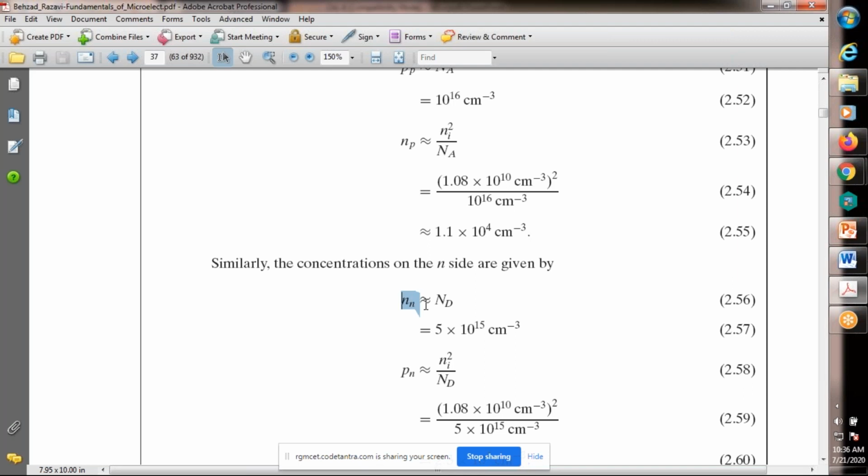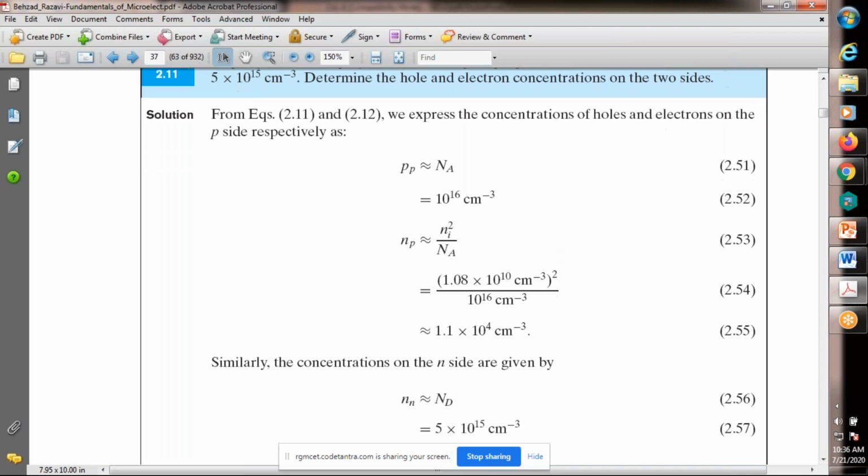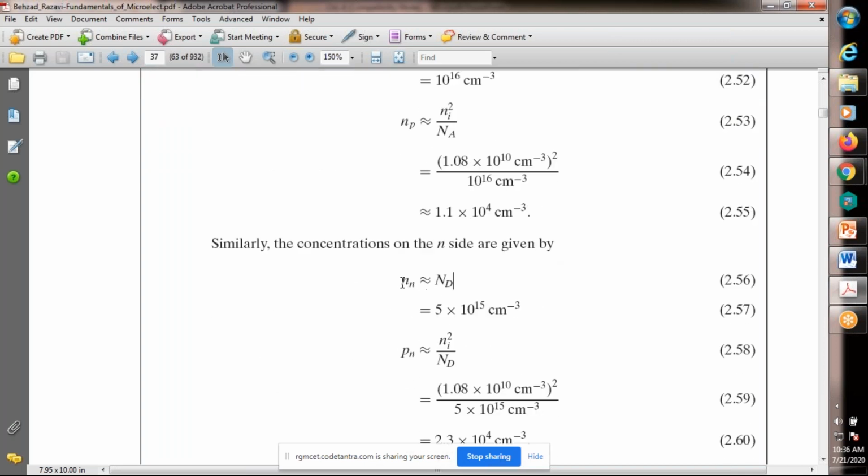observe here, donors. Number of donors, number of phosphorus atoms, is approximately equal to the number of electrons. In N side, majority carriers are electrons, Nn, approximately equal to Nd. That information is given in the problem: Nd is equal to 5 into 10 power 15 per cubic centimeter. Once you know the majority carriers, what is the minority carriers? Minority carriers is equal to Ni square by Nd.